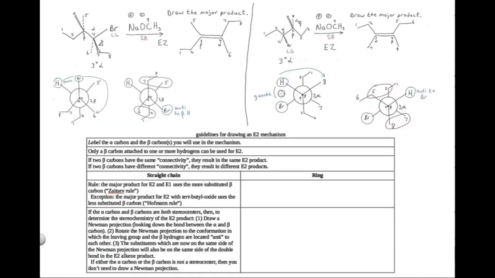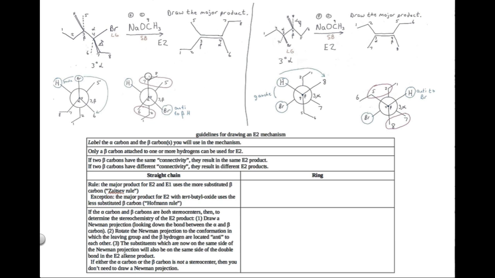First, you draw the Newman projection. Then you rotate the Newman projection so the leaving group and the beta hydrogen are anti to each other. That's this picture and this picture. And then you can draw the E2 alkene product where the substituents which are on the same side of the Newman projection will be on the same side of the double bond in the product. So these substituents were on the same side of the Newman projection, so they're on the same side of the double bond in the product. These substituents are on the same side of the Newman projection, so they're on the same side of the double bond in the product.